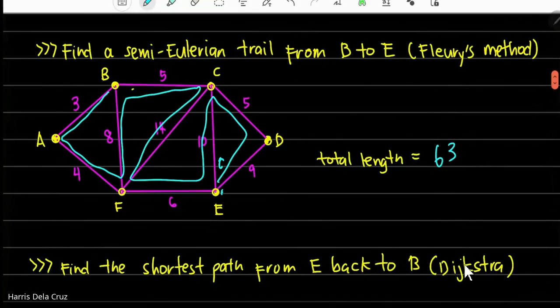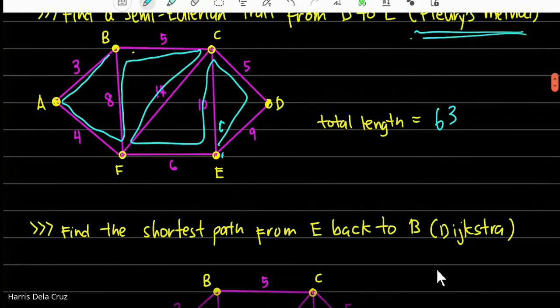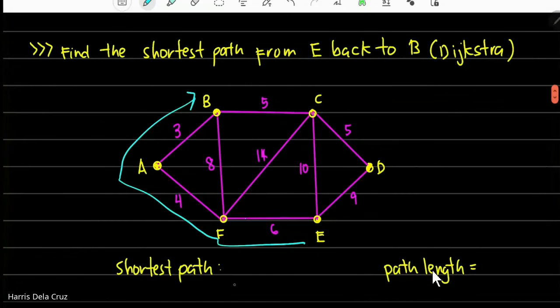One method, pag komplikado na yung graph, pwede nyo ulit balikan yung Flores method natin. Yung Flores method, yung naghahanap ka ng Eulerian path. So the next is to find the shortest path from E back to F using Dijkstra. So nakita na natin na ang shortest path is this one. Right? So ang shortest path natin is E, F, A, and then B. So, ang length niyan, 6 plus 4 plus 3, 13.